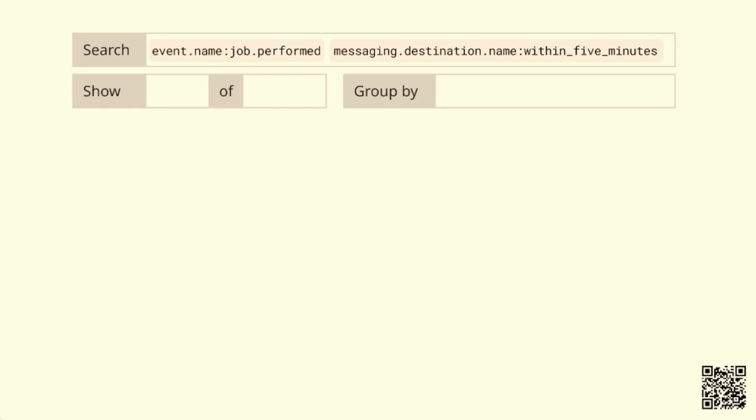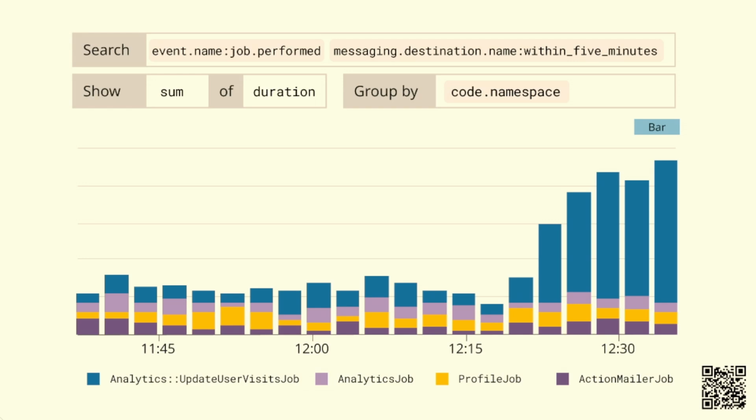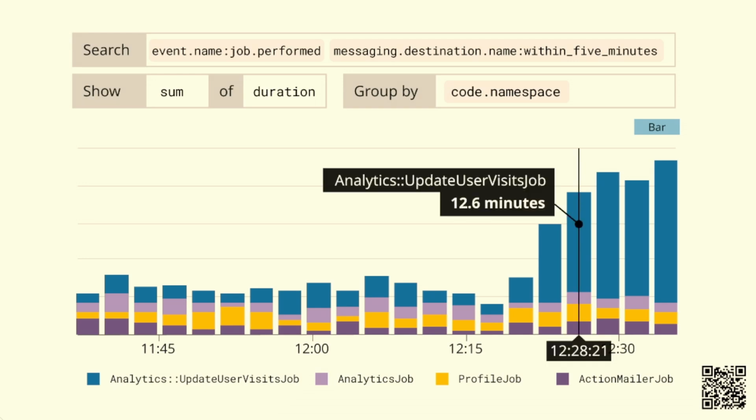So we start out by looking at jobs performed. We want to see everything within that 5 minutes queue. We want to group by job class, and let's take the sum of duration. Okay. Pretty simple, few seconds. Analytics, update, user visits, job. That seems a bit weird.